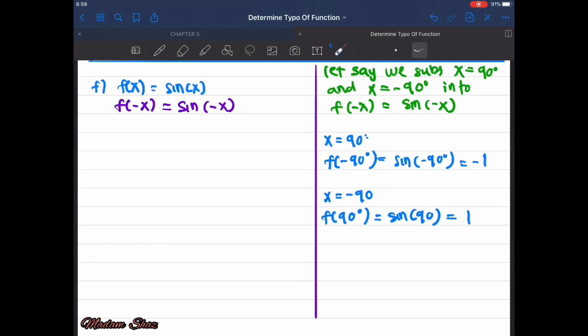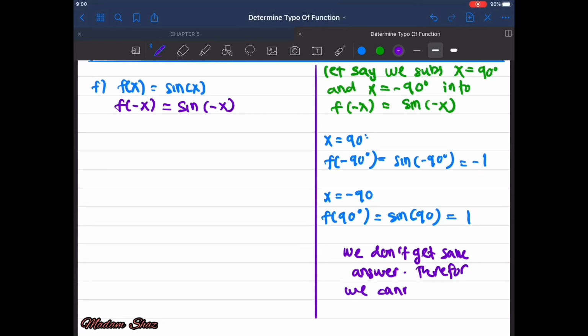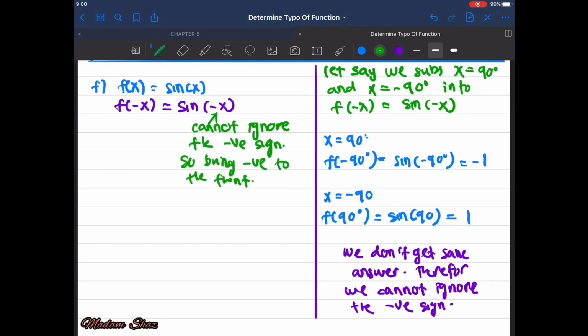So what we can conclude here: if we substitute positive 90, you will have negative 1. If you substitute negative 90, your answer will become positive 1. We don't get the same answer. Therefore, we cannot ignore the negative sign. For the cos before this, we can ignore the negative, but for sine we cannot ignore the negative sign here. So when we cannot ignore the negative of sine, we need to bring the negative to the front of the trigonometric function of sine here.